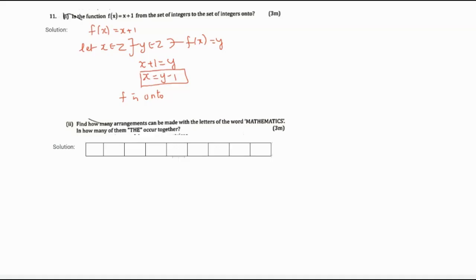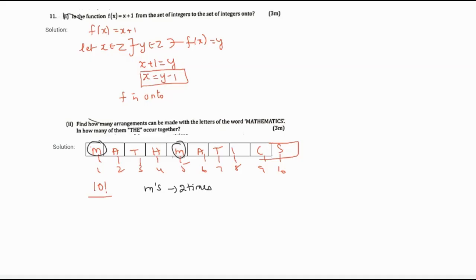So first we'll find it for mathematics, in how many ways arrangement can be made for the letters of mathematics. MATHEMATICS: you have 1, 2, 3, 4, 5, 6, 7, 8, 9, 10 letters. So it is 10 factorial divided by... you have to see how many letters are repeated. M is repeated 2 times, so that will be 2 factorial.